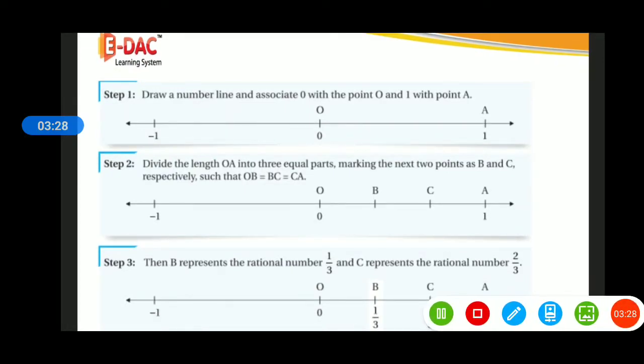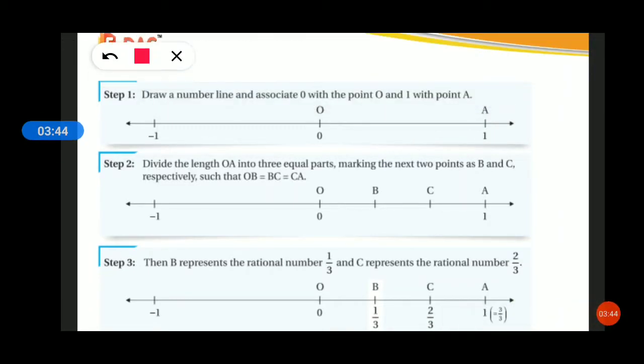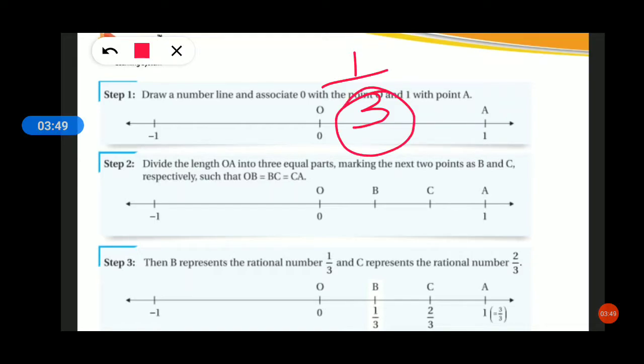See here, first we will draw a number line and just divide it at 0. Understood, students? This side will have minus 1, this side will have 1. Since it is 1 by 3, it is less than 1. So we have minus 1 on this side and 1 on this side. Now what you are going to do is, since we have 1 by 3, the denominator 3 tells how many equal parts you need to divide it into. So 3 equal parts. Here we have 0. So 1 equal part, 2 equal parts, 3 equal parts.